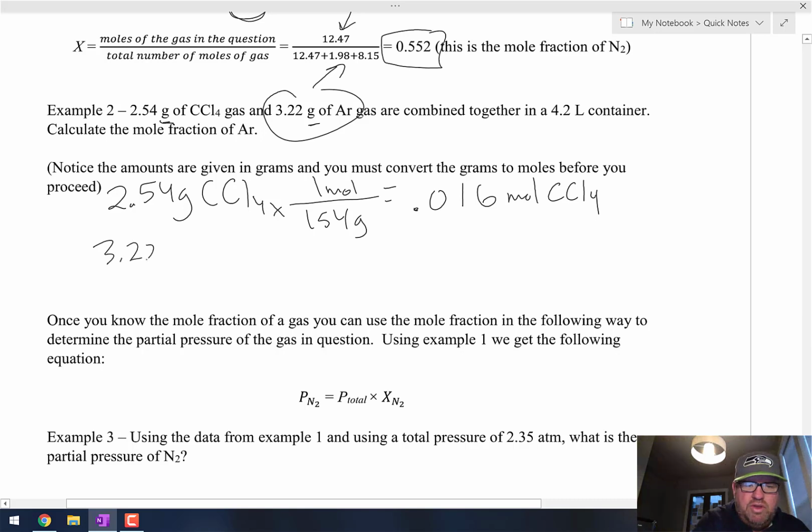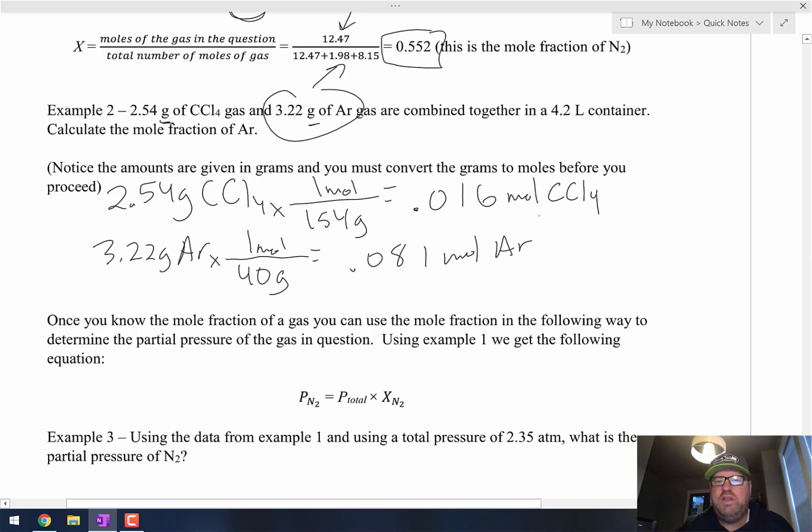And then I've got to do the same thing with argon. I'm going to take 3.22 grams of argon and convert that to moles as well. Argon has a molar mass of 40 grams per mole. So 3.22 divided by 40 equals 0.081 moles of argon. And what does the 4.2 liter container have to do with this? Nothing. Mole fraction is just the moles of whatever they're asking you about. So they're asking you about argon.